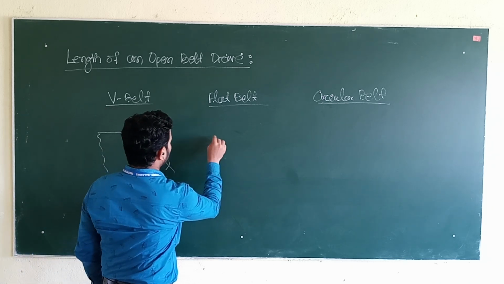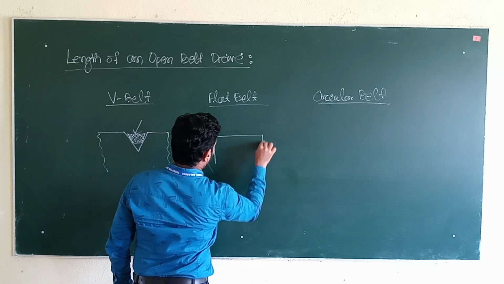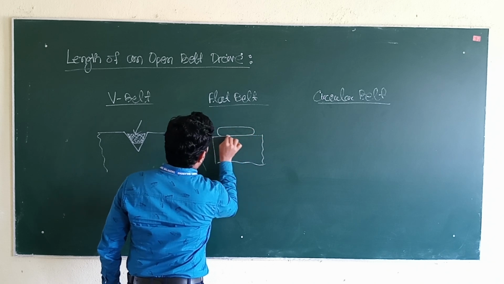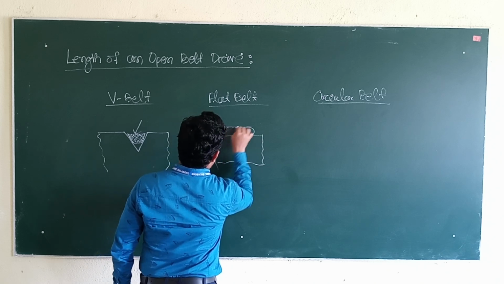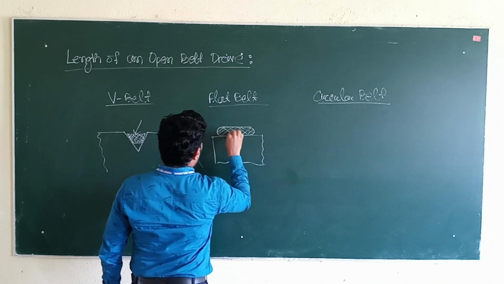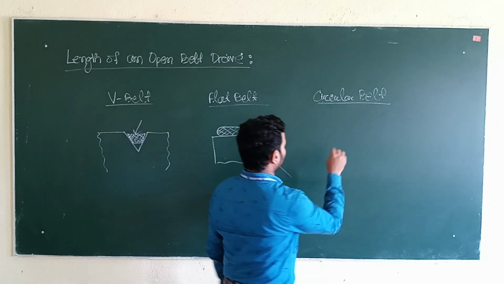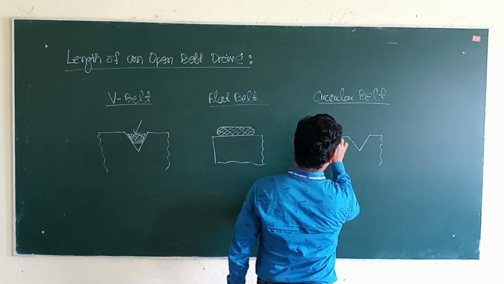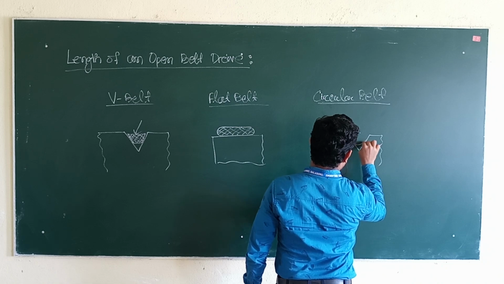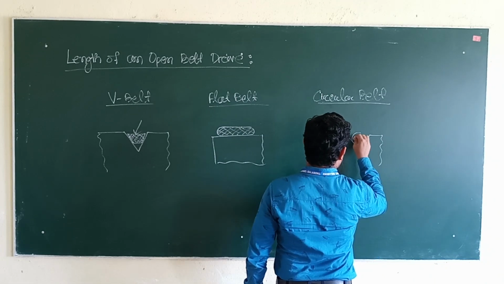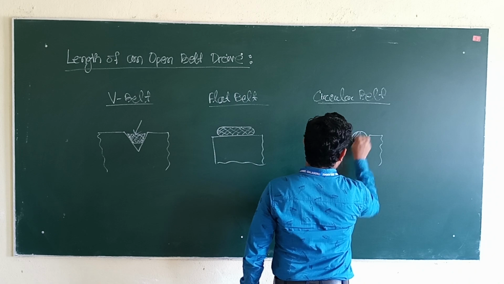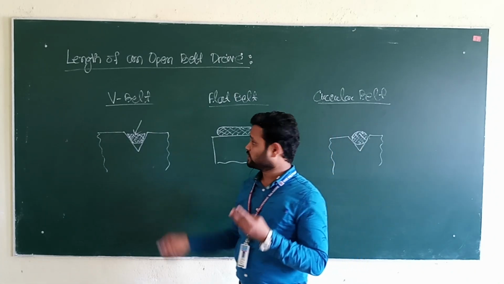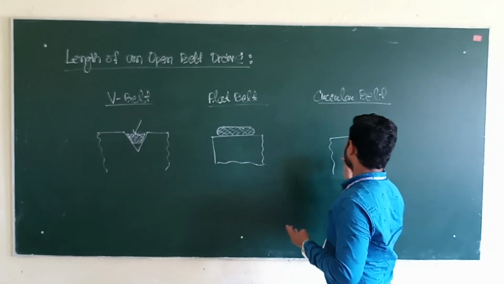Then what is a flat belt? Flat belt means this is your pulley, and above the pulley the belt is there. This is the flat belt, which means the surface of the belt will be flat. Then again, what is a circular belt? If this is the pulley, the circular belt means the surface of the belt is a circle. So this is the circular belt. So there are three types of belt: V belt, flat belt and circular belt.